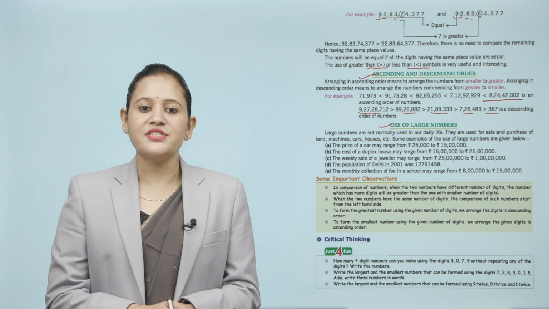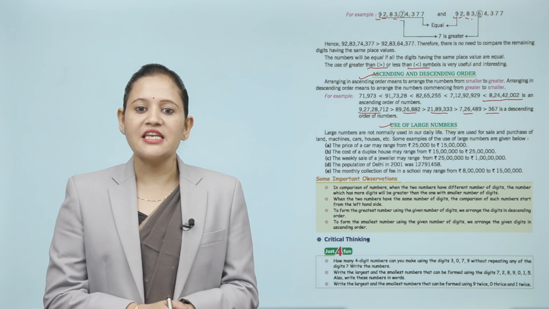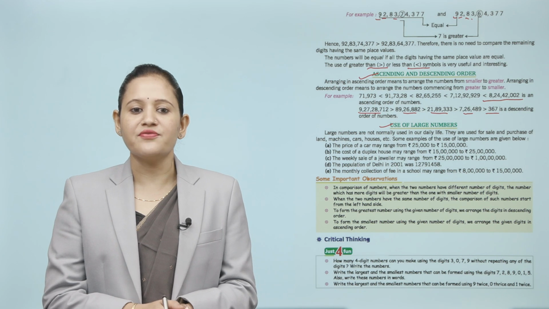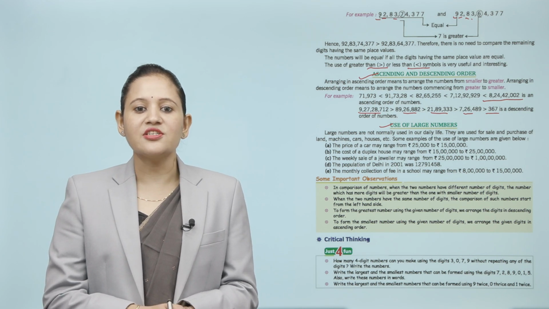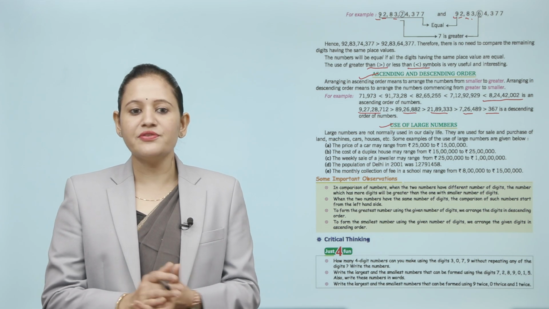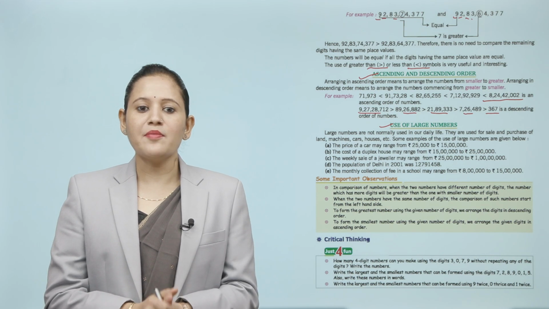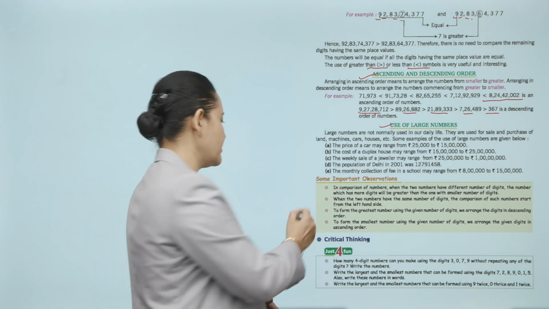The population of Delhi in 2001 was 1 crore 27 lakh 91,458. The monthly collection of the fee of a school may range from 8 lakh to 15 lakh. So here we are using the large numbers. Some important observations.